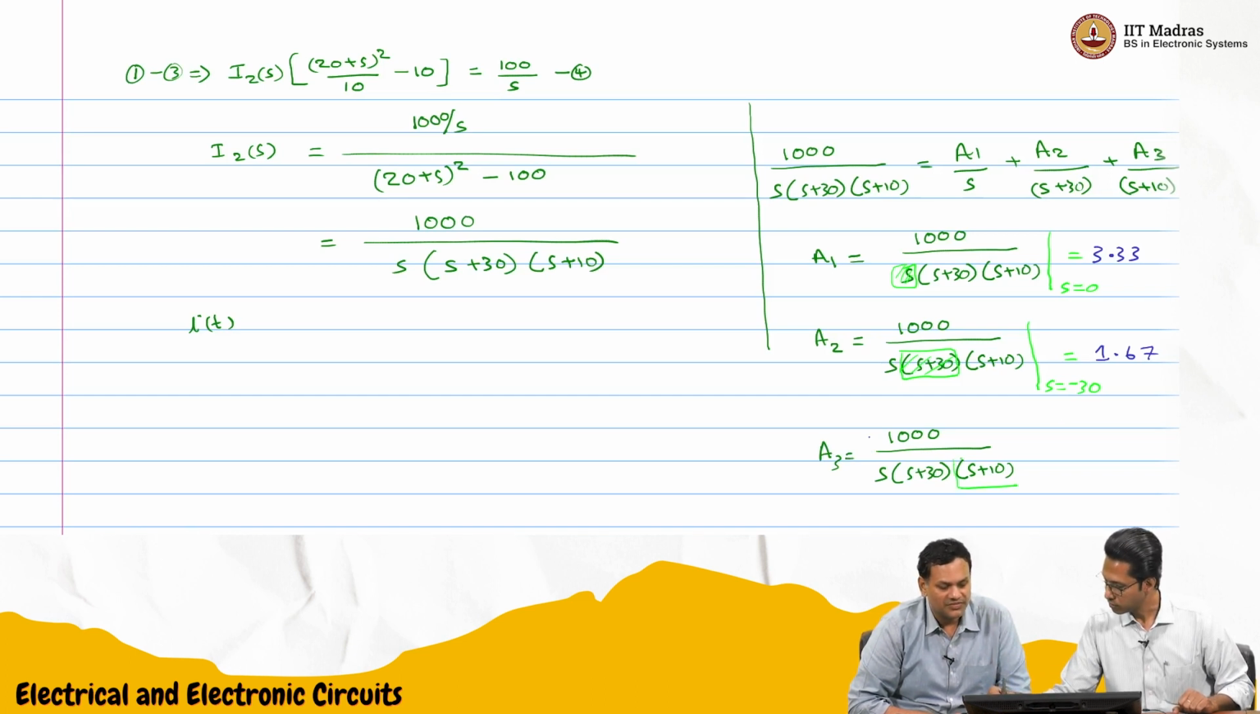This is the last one. So here you will set S equal to minus 10. So 20 into minus 10, so minus 200. So 1000 by minus 200 gives minus 5.